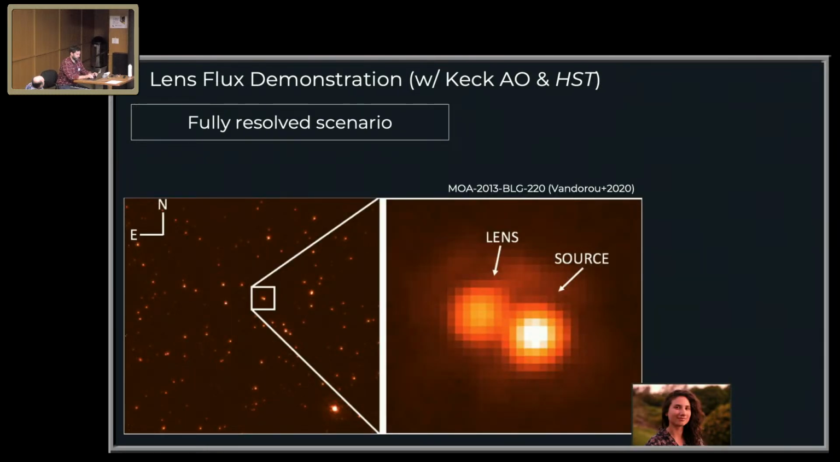Here's one paper led by Dave Bennett out of Goddard; Katie Vandorou, a postdoc in our group, worked on this event. The event happened in 2013, and this is Keck data from 2019, I believe. Clearly, many years after the event, the lens and source have separated from each other. You can use your favorite PSF fitting routine and just fit and get astrometry and photometry directly of the lens host.